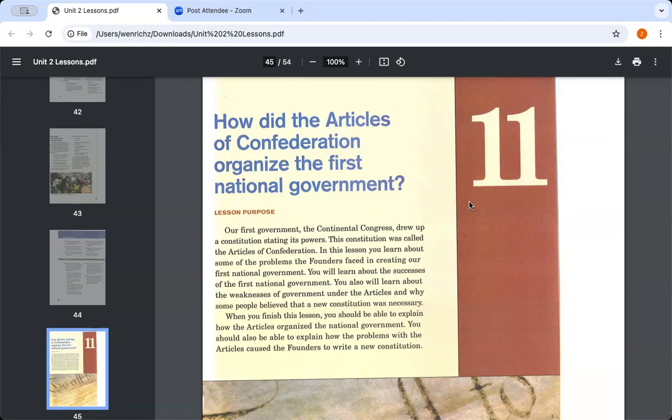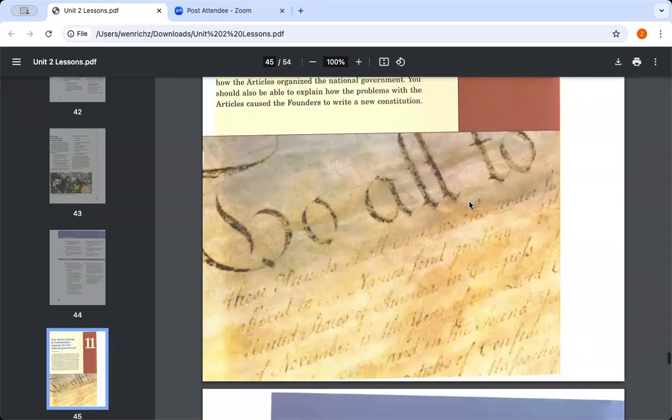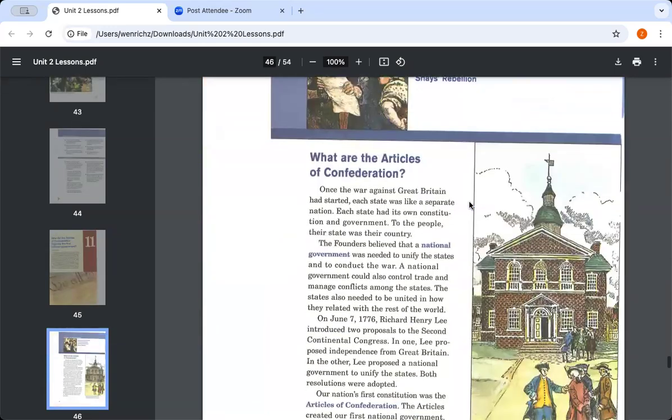In this lesson, you'll learn about some of the problems the founders faced in creating our first national government, and you will learn about the success of the first national government. You'll also learn about the weaknesses of the government under the Articles and why some people believe that a new constitution was necessary. When you finish the lesson, you should be able to explain how the Articles organized the national government. You should also be able to explain how the problems with the Articles caused the founders to write a new constitution. Here we go.